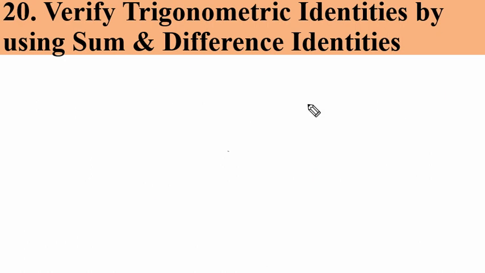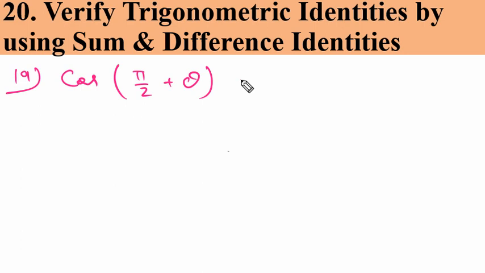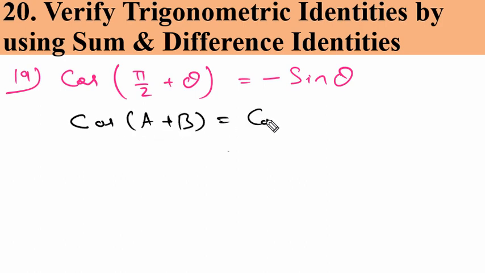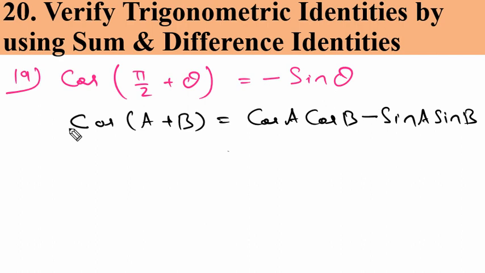Now let's start some examples. And now remember all these sum and difference identities so you can solve these questions. So first question we have cos pi over 2 plus theta is equal to negative sine theta. We have to prove left hand side is equal to right hand side, so I will use the trigonometric sum identity here, cos A plus B. That will give you cos A cos B minus sin A sin B, right? So I can substitute this here.